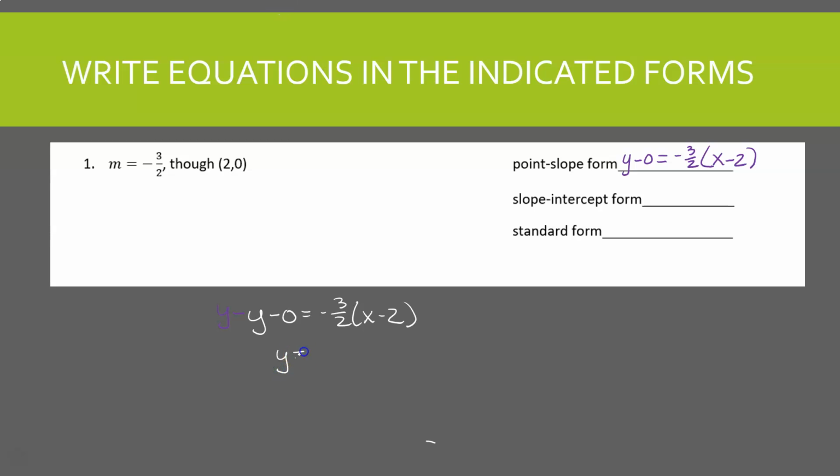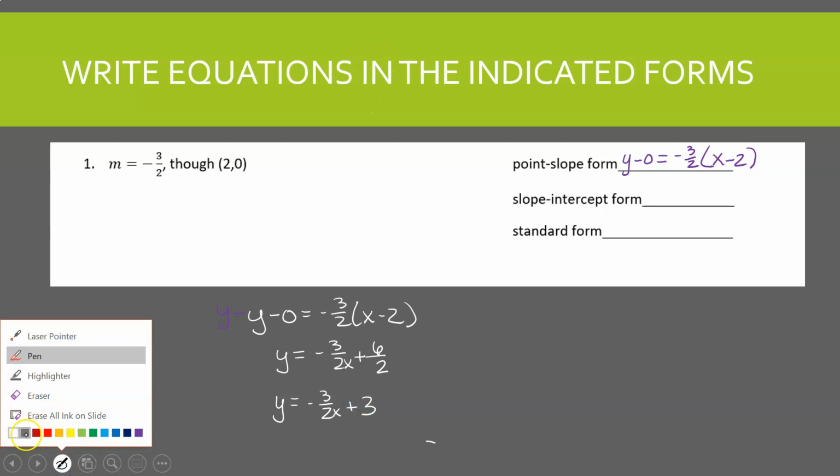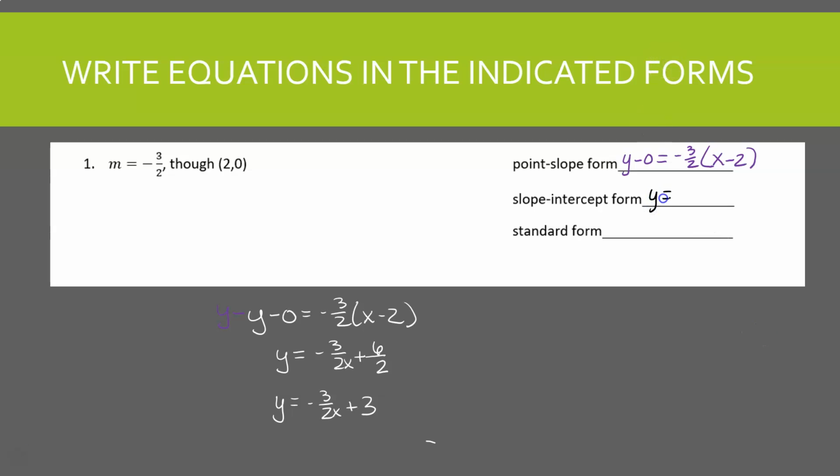So I have y equals negative 3 halves x plus 6 halves. So 6 halves is really 3. All right, so let me write that. There you go. Now from here, I can move this to standard form.